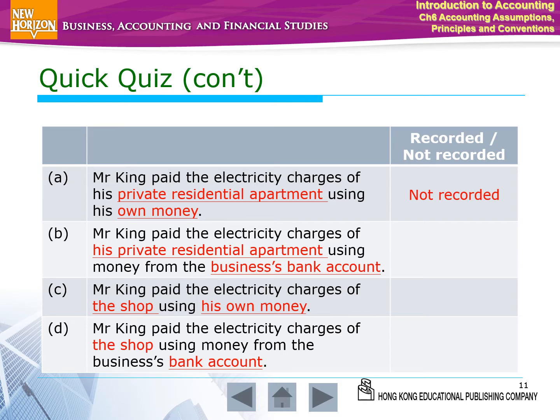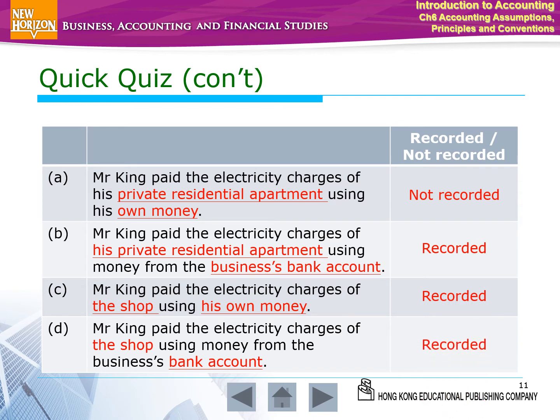Because, according to the business entity concept, Mr. King and his business are separate and distinct from each other. So Mr. King used his private money to pay for his private residential apartment's electricity charges, which should not be recorded. But for those cases below, B, C, and D, all are recorded in the books of the business.